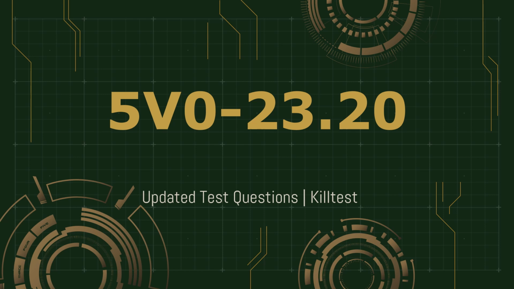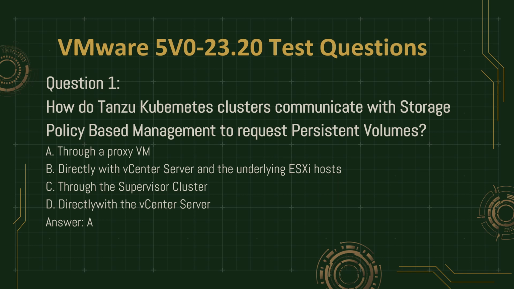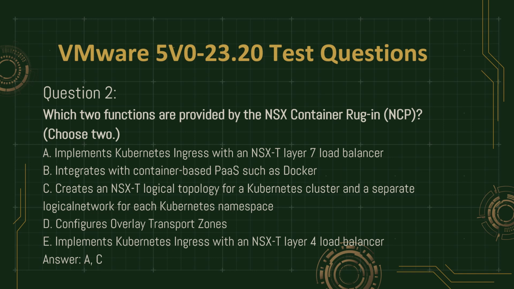Question 1. How do Tanzu Kubernetes clusters communicate with storage policy-based management to request persistent volumes? A. Through a proxy VM. B. Directly with vCenter server and the underlying HAProxy hosts. C. Through the Supervisor Cluster. D. Directly with the vCenter server. Answer. A.